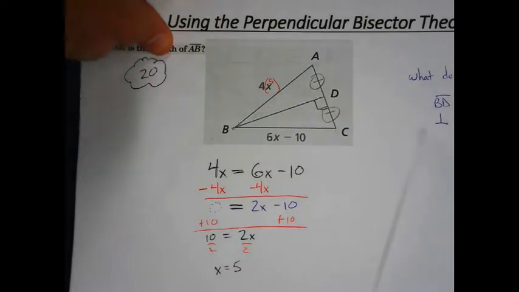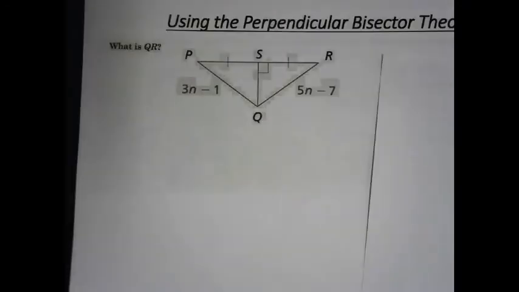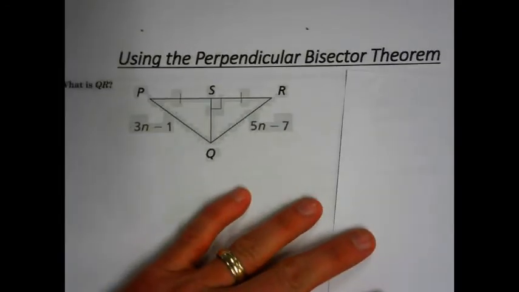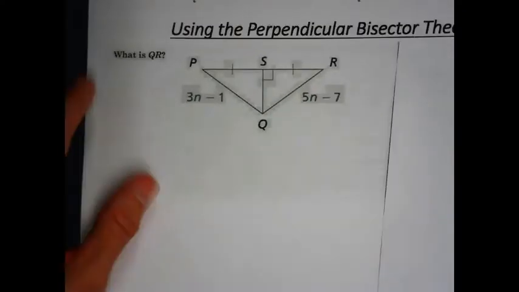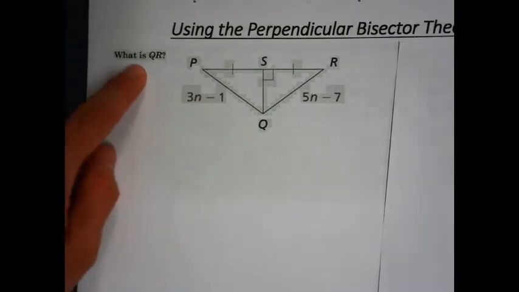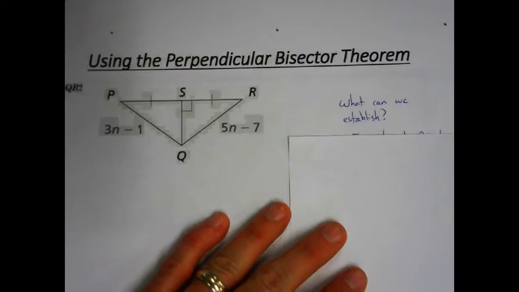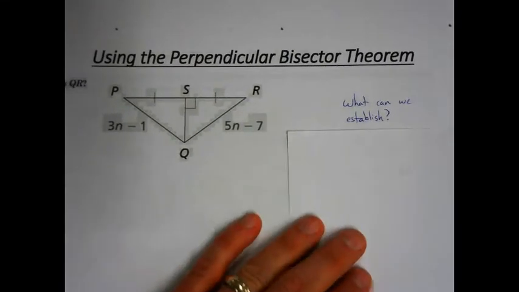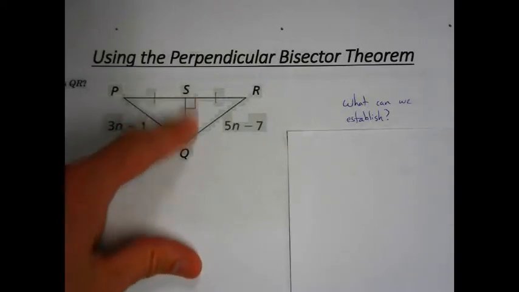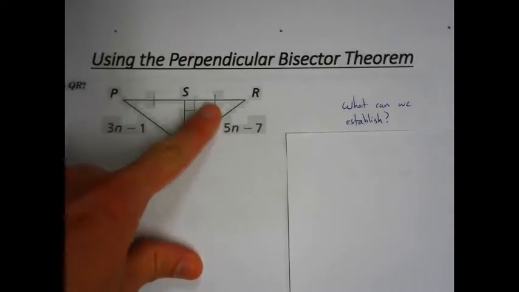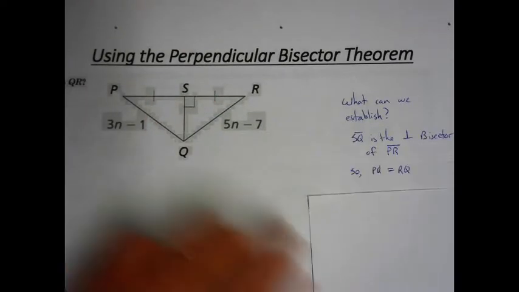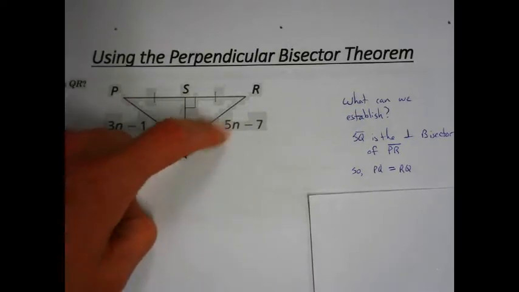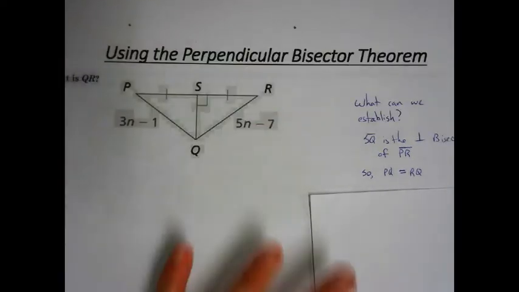Let's do another example, using the perpendicular bisector theorem again. Now, what is the distance from Q to R? Well, what can we establish in this diagram? Whenever you're looking at pictures, you have to think, what can we establish in the diagram? Can we establish that QS is the perpendicular bisector of PR? Yes, we can. And if that's the case, then PQ and RQ are equal. So we have to know that we can establish that.